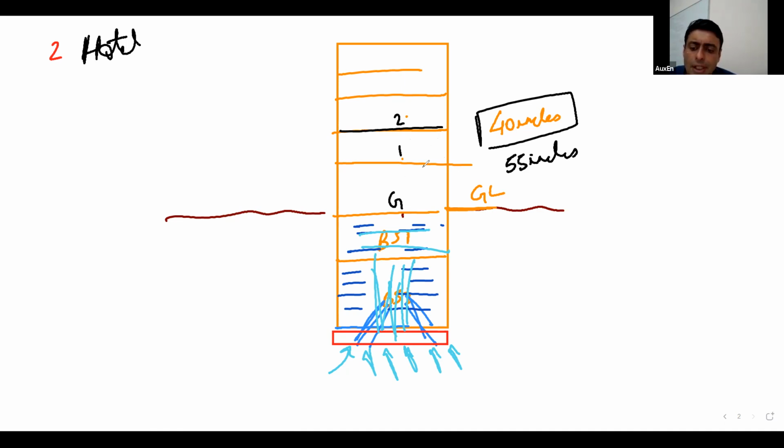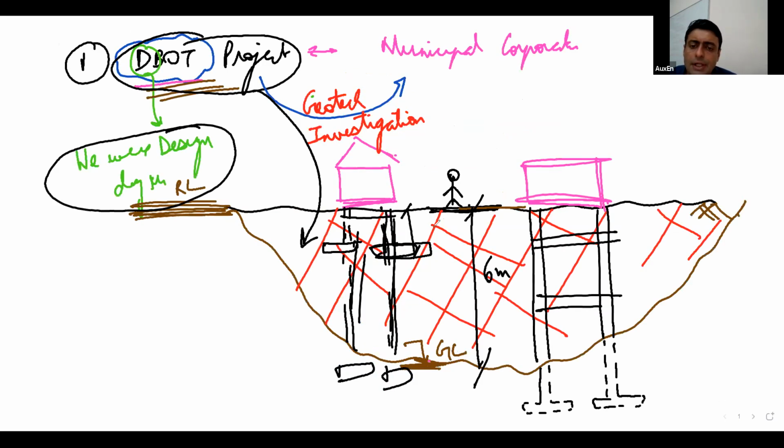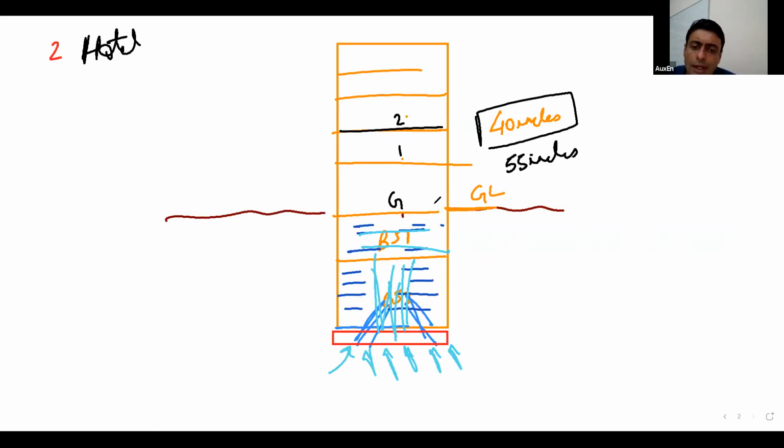In this case, investigations were properly carried out. In the last case that we took, there were no investigations carried out before tendering. Now, in this case that we are discussing, there is a different sort of problem. Investigations were carried out, but what they had failed to measure in this case was the groundwater table. What do you mean by groundwater table?